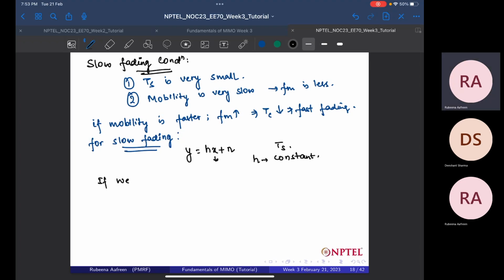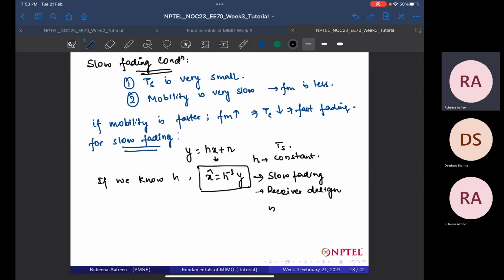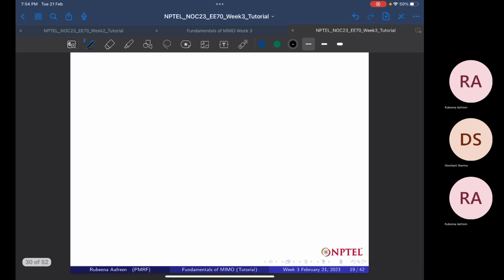So if we have channel information, can we estimate x from y? We can estimate x from y as h inverse of y. So for slow fading condition, receiver design is easy. Now we take the fast fading scenario.